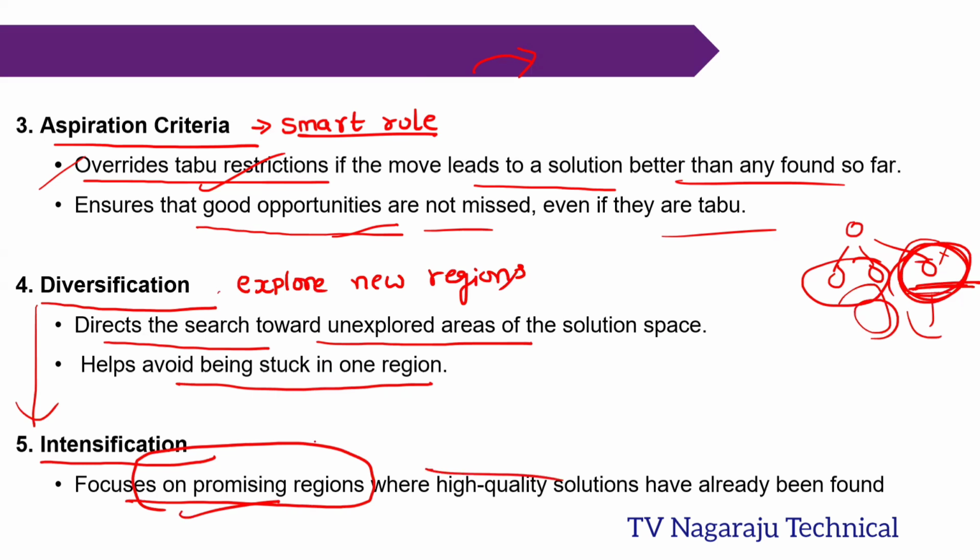So this is simply called exploit good regions. These are the main components that you are using in the Tabu search. Now, what is the concept? Simple thing. First, initially you are at local search base. What is the local search base? Initial solution plus neighbor.